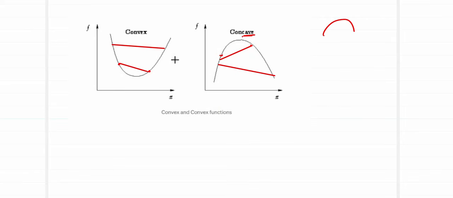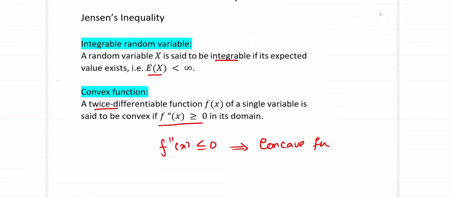Have this in mind. But practically, plotting the whole graph, pointing 2 points and finding a line is not going to work out. So the best way is to go for the derivative, go for the double derivative. If it is greater than 0, it is going to be convex. If it is less than 0, then it is going to be concave.